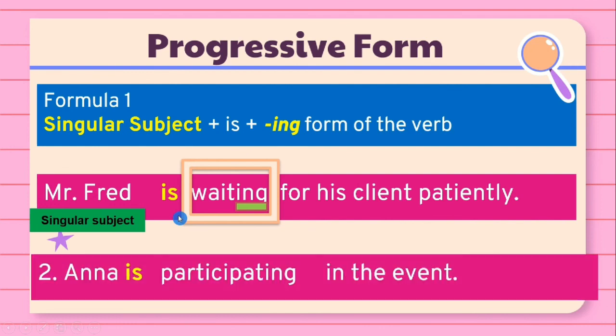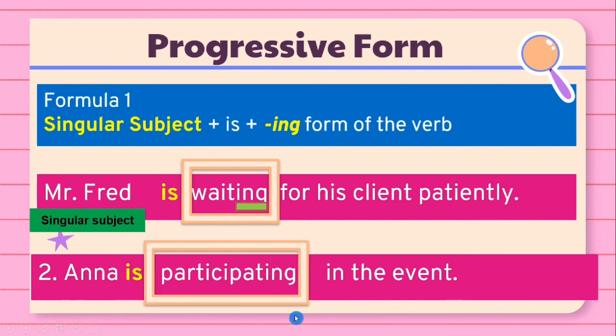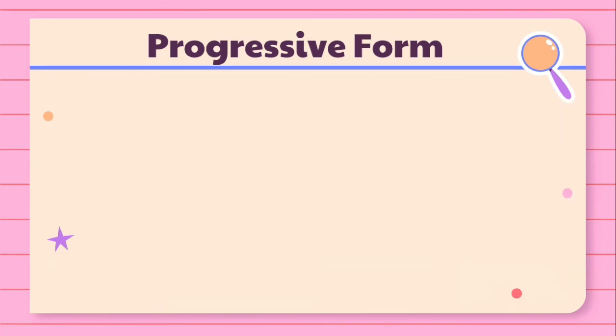Let us go over with our sentence 2. Anna is participating in the event. So here we make use of is in our sentence, and then it is followed by the verb on its ing form. So still we add here ing. And then why do we use is in our sentence? Again, it's because our subject here is singular. We have Anna.